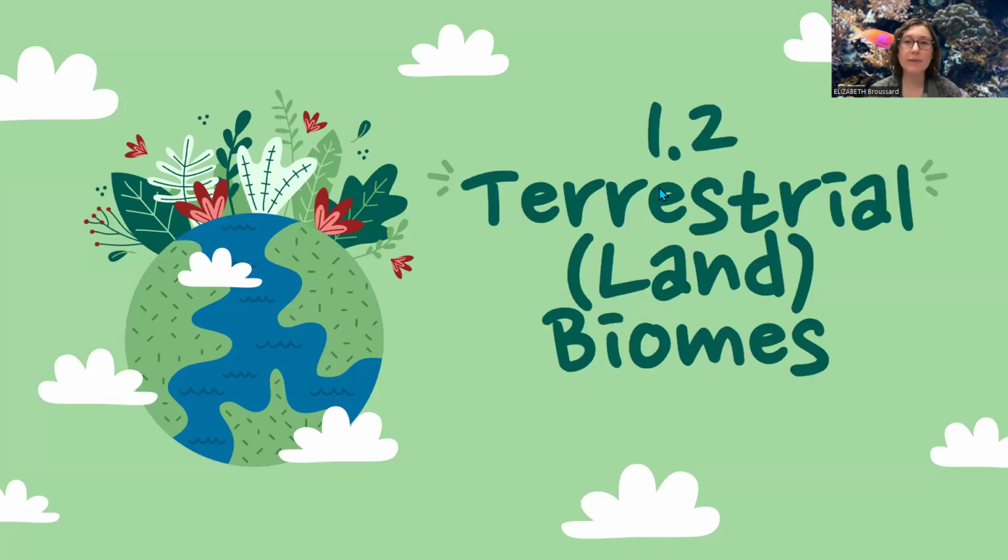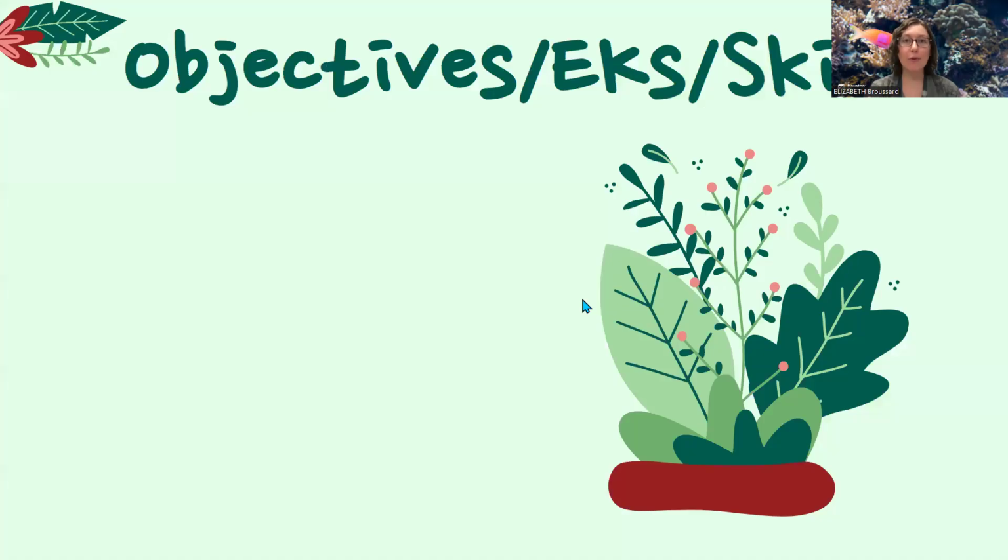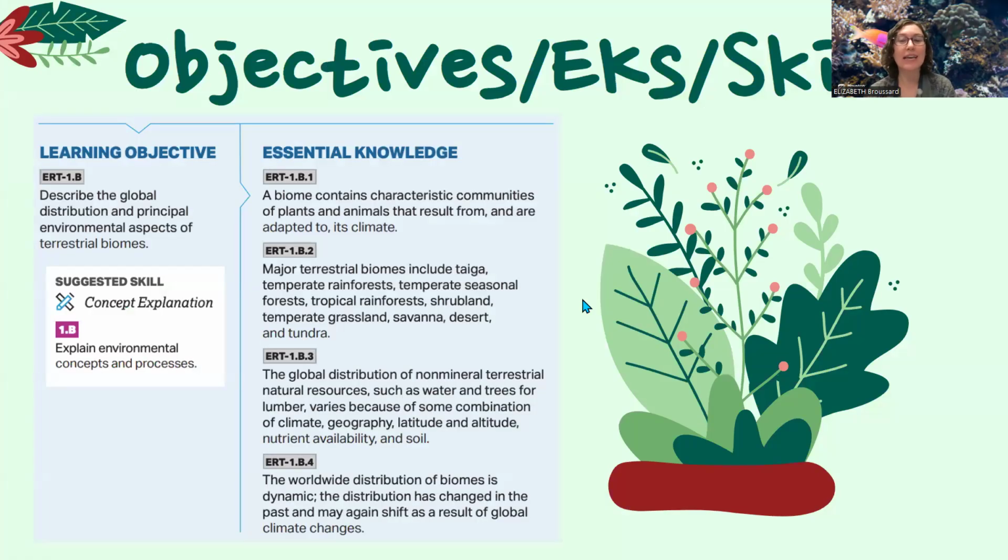Modules 2 and 3 are all going to be looking at biomes. We're first going to look at terrestrial or land biomes, and then we're going to jump into looking at aquatic biomes. Before we get started, of course, we have our objectives, essential knowledge, and skills.